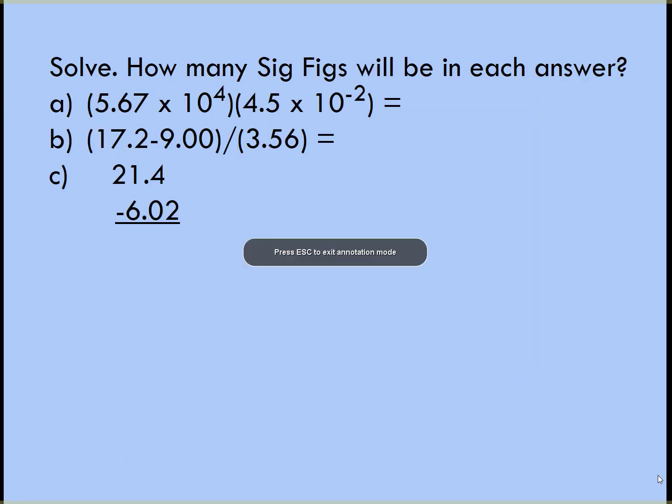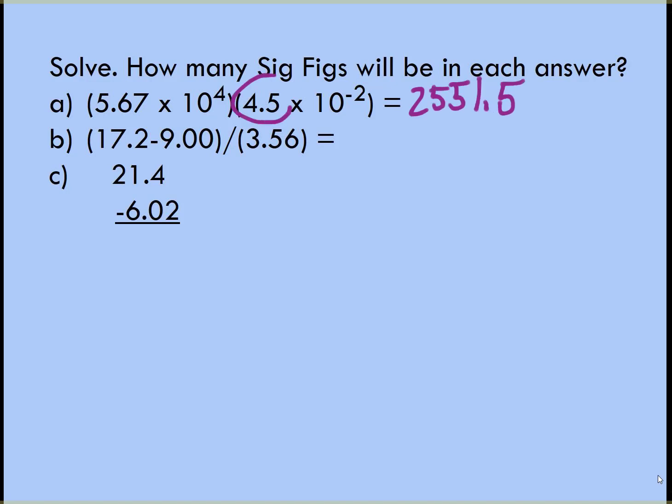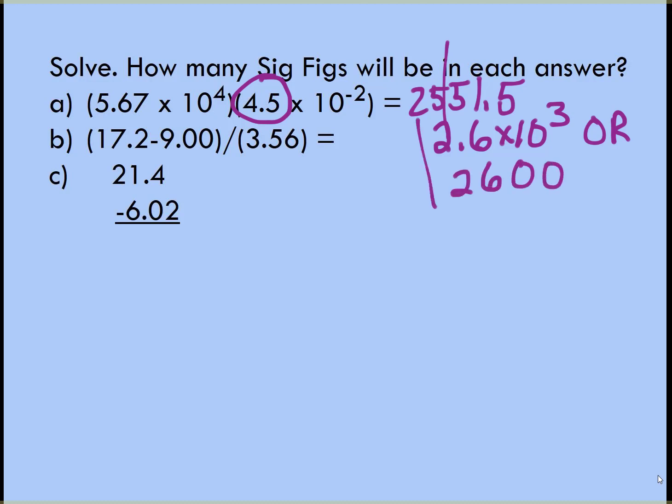Here's just some more practice. Okay, the answers here on this first one, the answer is that number. We only have 2 sig figs as our smallest, and so I would fix this by writing in scientific notation 2.6 times 10 to the third, or you could just round it like this. So we do 2, 6, and then just have some placeholders. So either one of those would be correct for that first one. So it's a little bit different if you're on the left-hand side of the decimal, but that's how you do it.